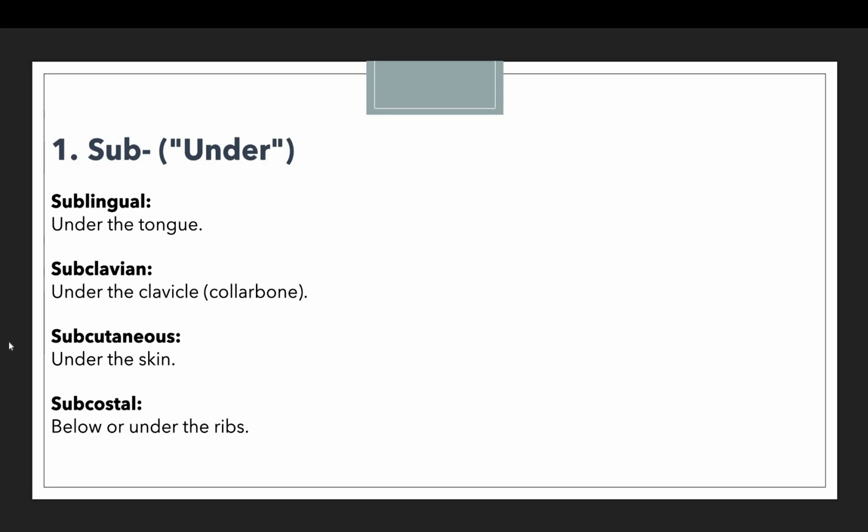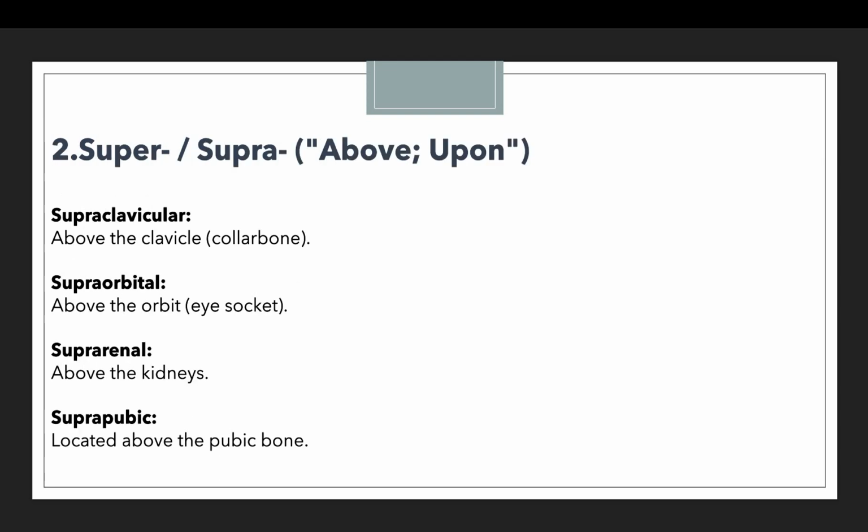Similarly, if you look at the fourth example, you will find below or under the ribs. If you want to showcase something as under the ribs, you will utilize the prefix sub with the terminology costal. So subcostal means under or beneath the ribs. You can see below or beneath is also used for the same purpose. Fine, so this is one prefix with its examples. Now we will move to the next one.